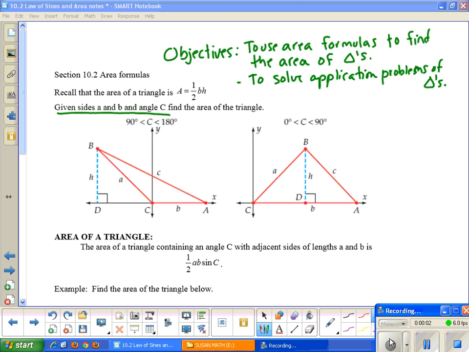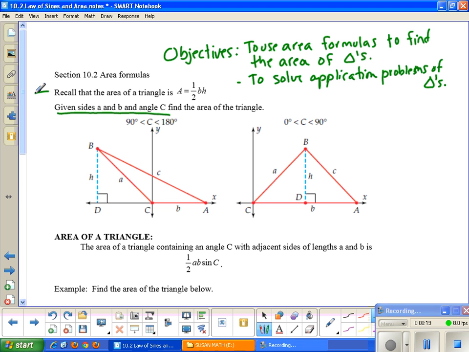Section 10.2, area formulas. This is continued from the law of sines. Our objectives are to use the area formulas to find the area of triangles and to solve application problems of triangles. Recall that the area of a triangle is 1/2 times base times height.